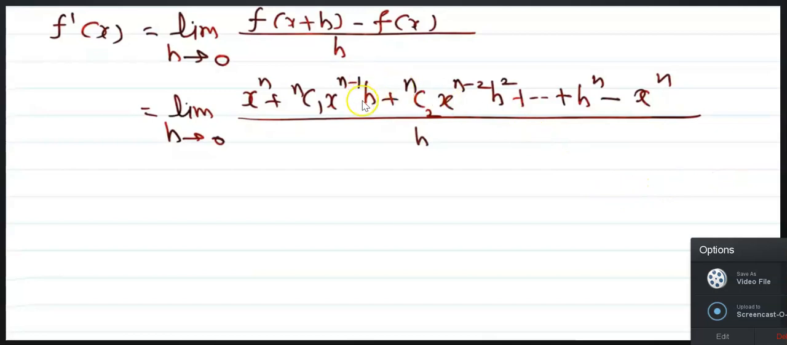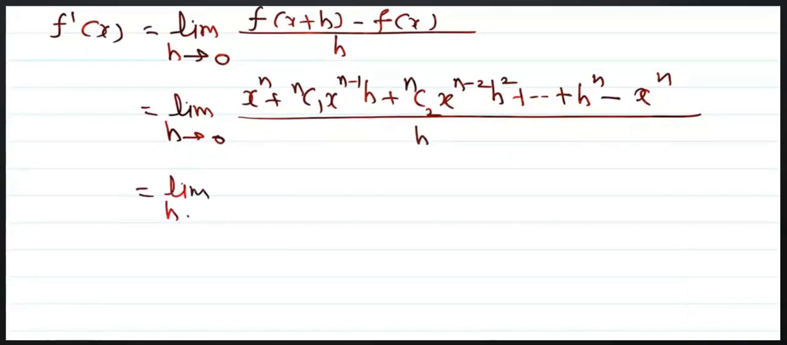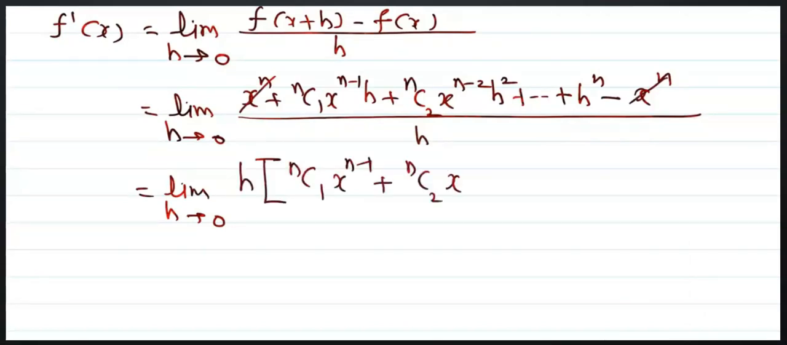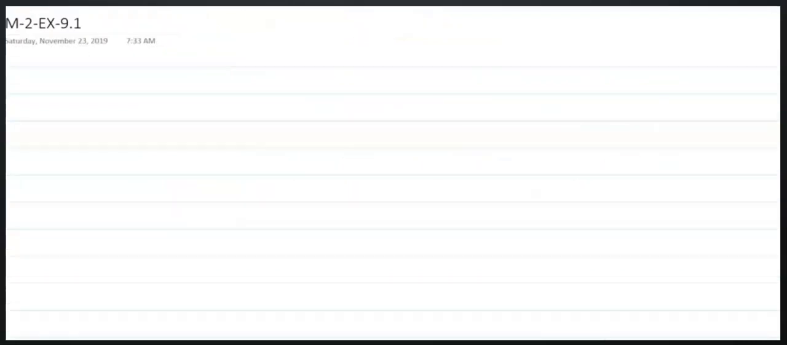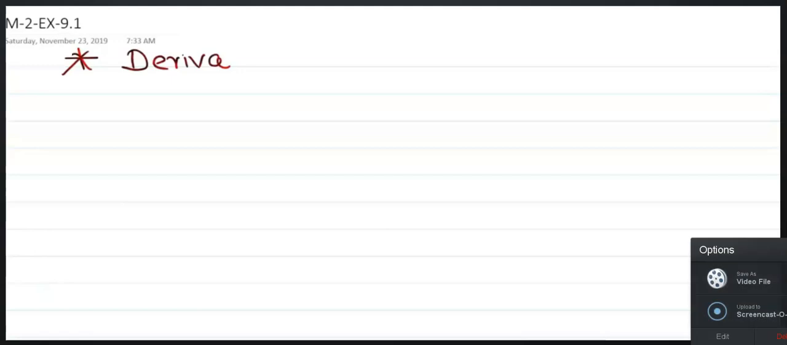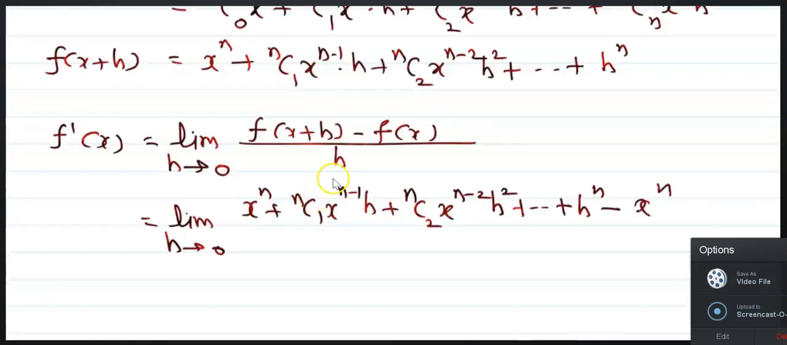आता या सर्व टर्म्स मध्ये इथे h आहे, इथे h आहे, इथे h आहे. We'll take h as common. Now in all these terms there is h. We'll take h as common and simplify it. Now see this. I will substitute here the values, and now see this here.